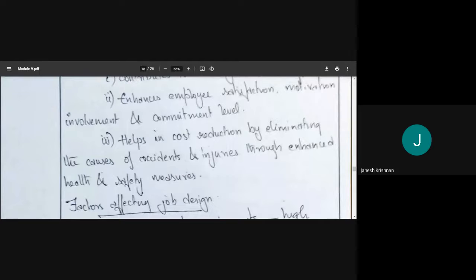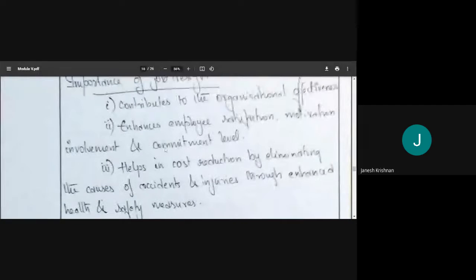So, what are the important points? One is that it contributes to organizational effectiveness, and enhances employee satisfaction, motivation, involvement, and commitment. Then it helps in cost reduction, and how? By eliminating the causes of accidents and injuries through enhanced safety and health measures.